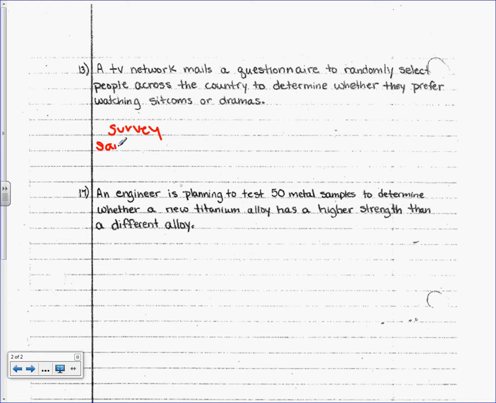Our sample, I said people that receive the questionnaire. Oops, I forgot an N. Dang it. Questionnaire. There we go. Sorry. Does that make sense to you? The people that got the survey are the people that are the sample.